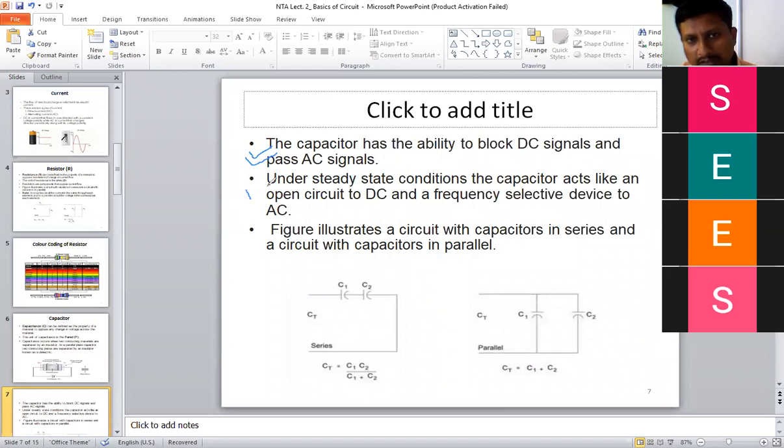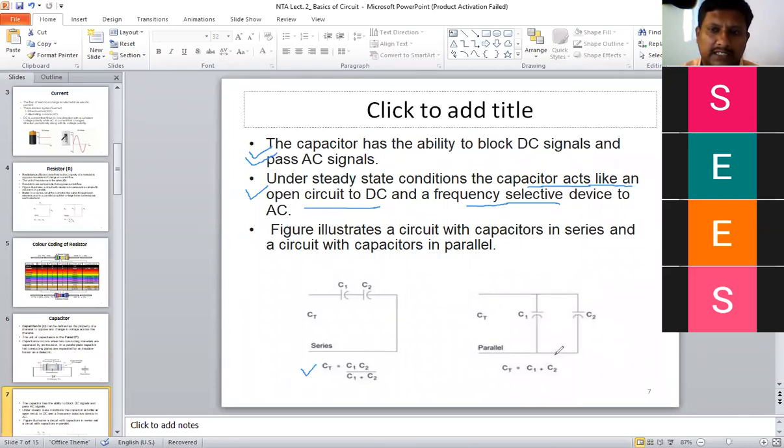Now this next point we are also going to understand in detail in unit number 4: under steady state condition, the capacitor acts like an open circuit for DC, and for AC signal it acts as a frequency selective device, it passes the AC signal, but for DC signal it acts as an open circuit. Now the below figure shows two capacitors connected in series. How do we find out the equivalent capacitance?